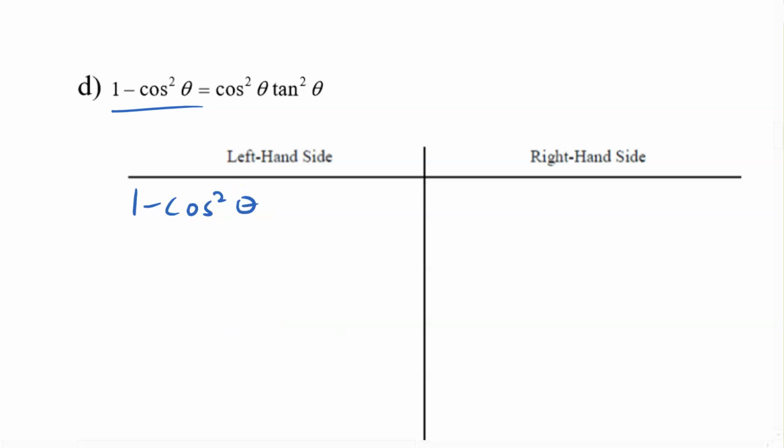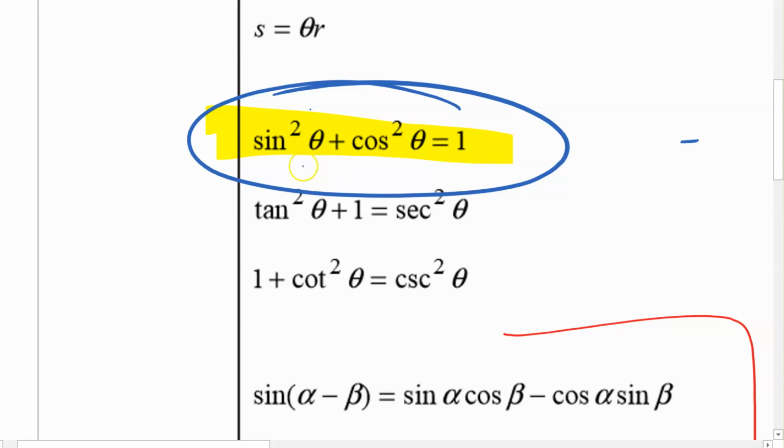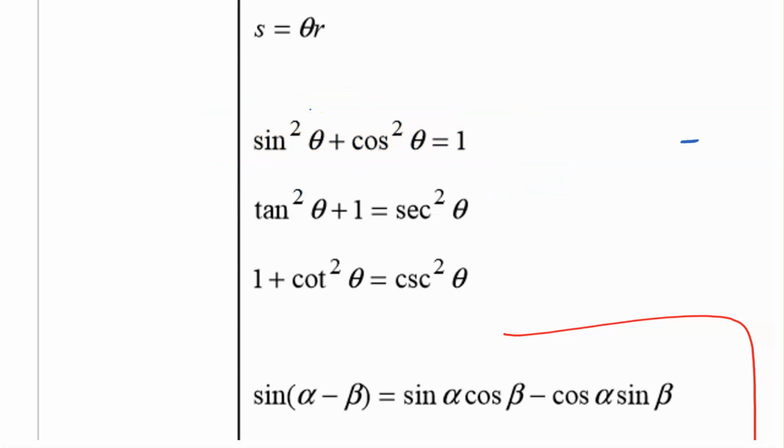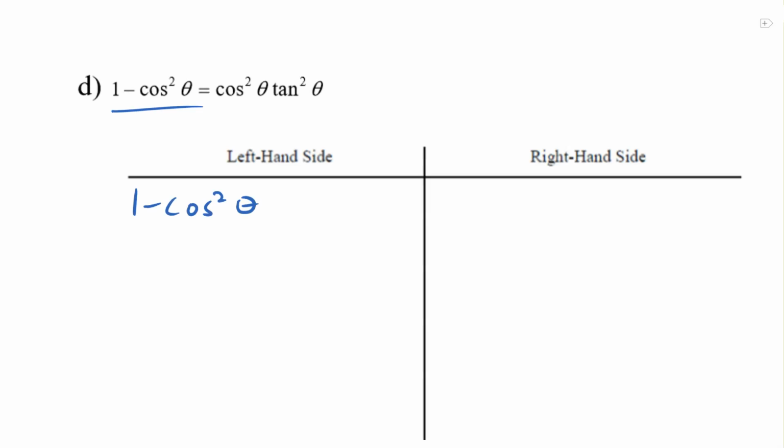This left-hand side, again, if I look at sine squared theta plus cos squared theta equals 1, and if I subtract cos squared theta from both sides, so if I subtract this from that side and from this side, you can see that 1 minus cos squared theta is equal to sine squared theta. So I can make use of that right away, and I can say that is the same thing as sine squared theta. So I'm going to just do a little bit of work on the left-hand side. Then I'll go to the right-hand side.